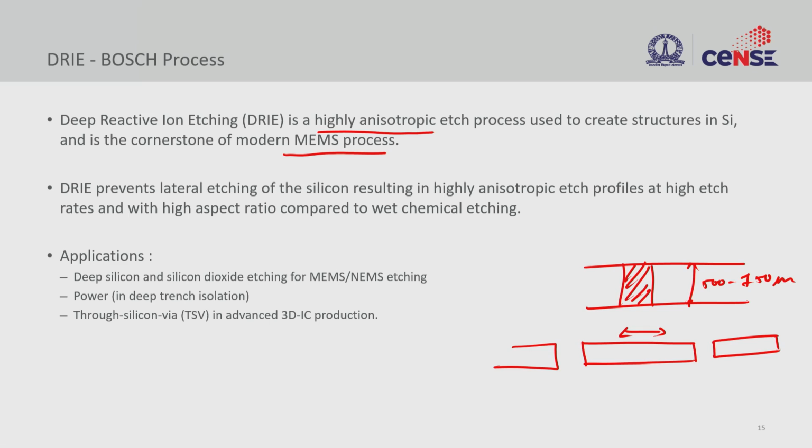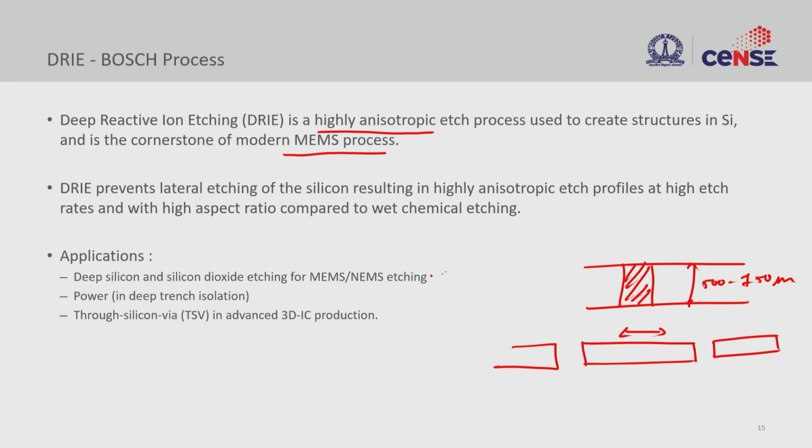And the main idea here is the DRIE process uses a combination of isotropic and anisotropic processes, right? And if you are going to use a highly isotropic process, then you worry about lateral etching, right? So isotropic process means lateral etch. So how we prevent this lateral etch is the specialty of DRIE.